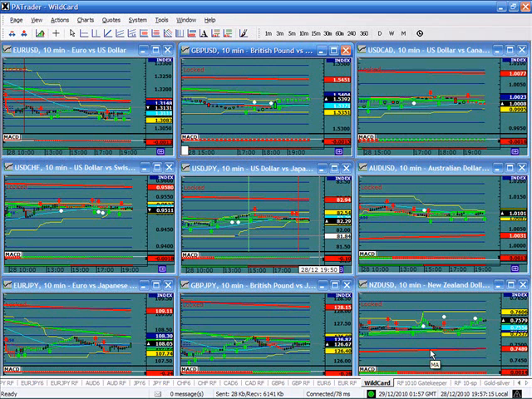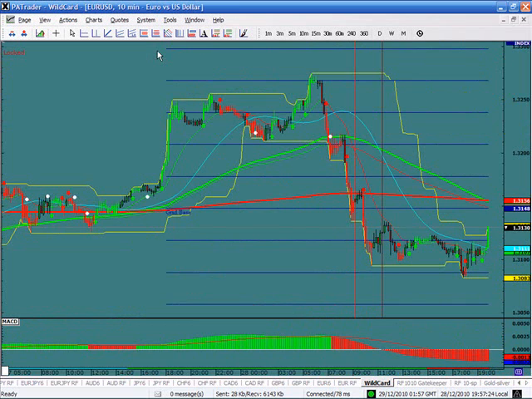And so we're going to go through this real quickly and give you a little primer about how you need to learn to use these tools, okay? So I'm going to just pull up the euro dollar here, okay?